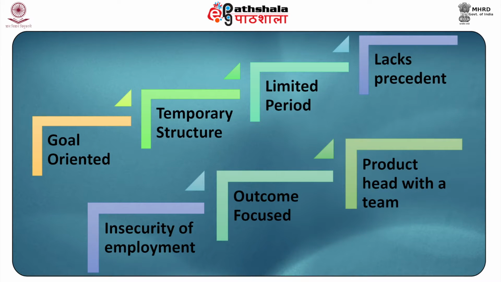The first characteristic is goal-oriented. Project is formed to fulfill a goal, and once the goal is achieved, the project comes to an end. Next characteristic is temporary structure. People from various other departments are brought together to form a project. This is an ad hoc arrangement made of diverse people from varied background depending on the goal requirement.